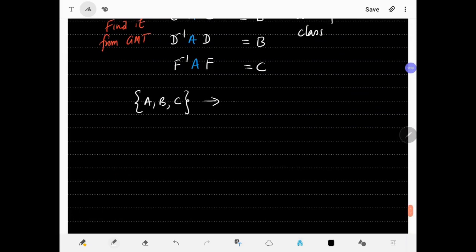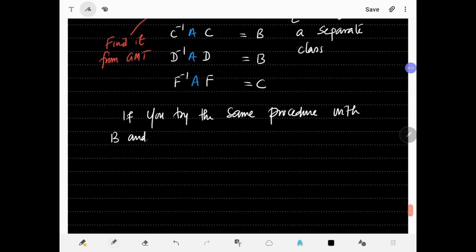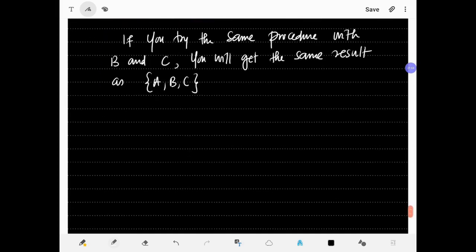But so far we have carried out the transformation only for A. Now if you try the same procedure with B and C, you will ultimately get the same result. If you find the similarity transformation of B, for example, you will again end up with A, B, and C. Similarly for the C element also. What it means is that the elements A, B, and C form a separate class.